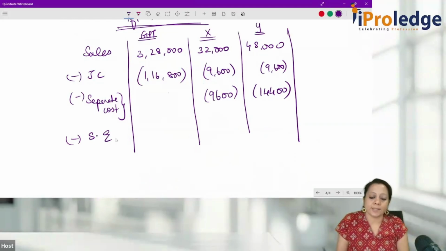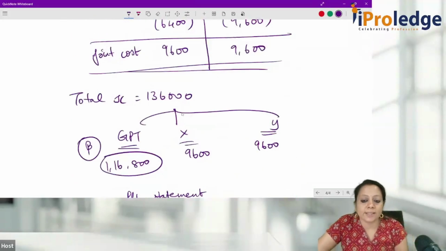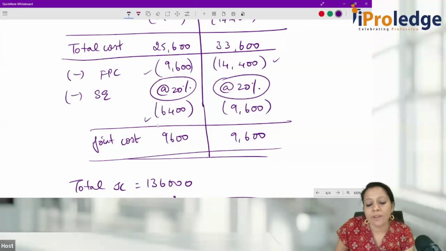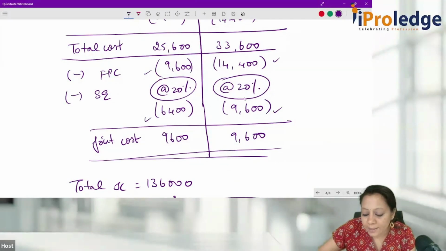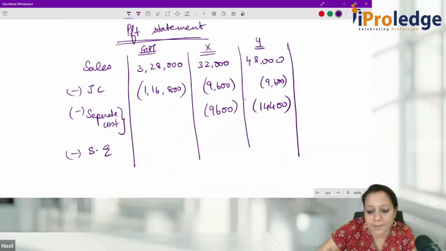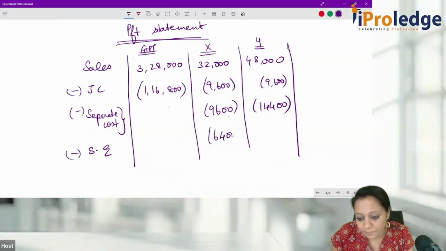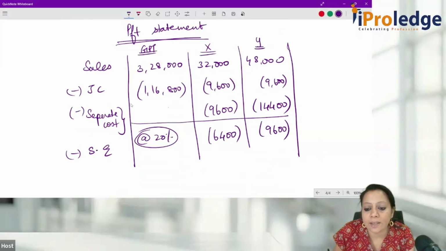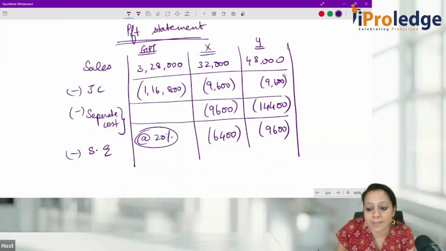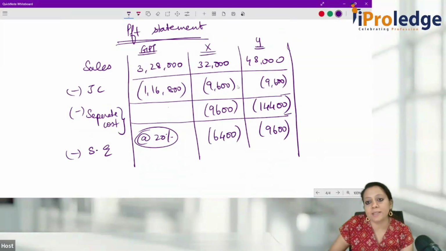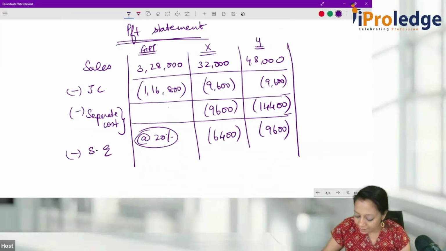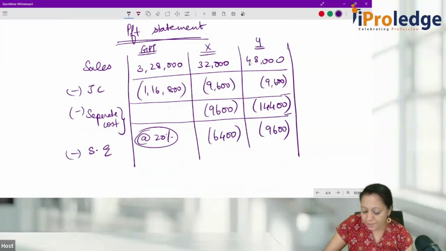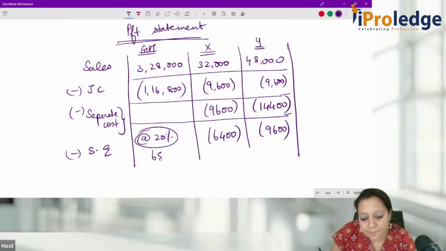Minus selling expenses. Selling expenses for X and Y we calculated already. Only for GPT we should calculate now. 6,400 and 9,600. Now selling expenses is going to be 20%. Some students are missing this. They have given it in the question. Can you all see that? Yes. For GPT also, it is 20% of sales value. So 3,28,000 into 20 percent, that is 65,600.